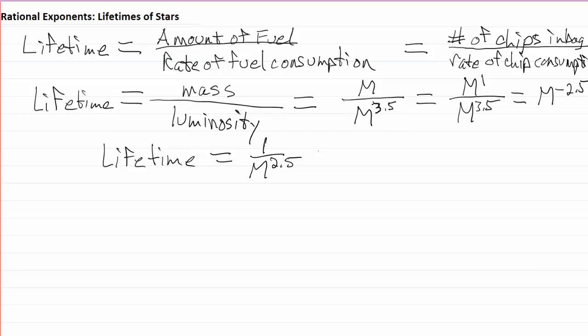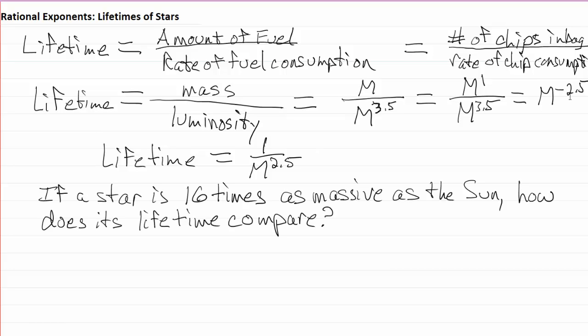This is an interesting relationship. What it means is that the more massive the star, the shorter its lifetime will be. Our example here, if a star is 16 times as massive as the Sun, how does its lifetime compare? In this case, as in the previous video, we're going to always be comparing things to the Sun, and so we'll get numbers compared to the lifetime of the Sun. And at the end of this video I'll talk a little bit about those actual numbers. So let's see how this works.